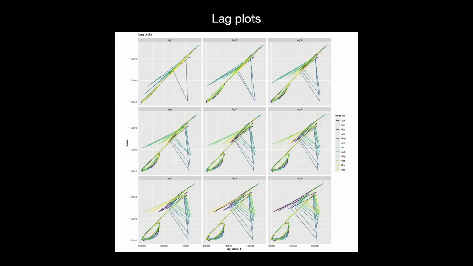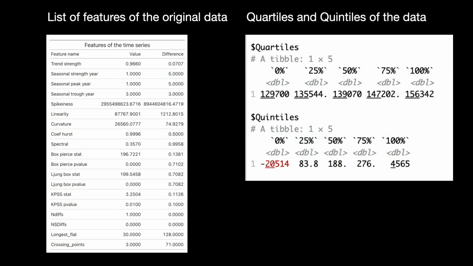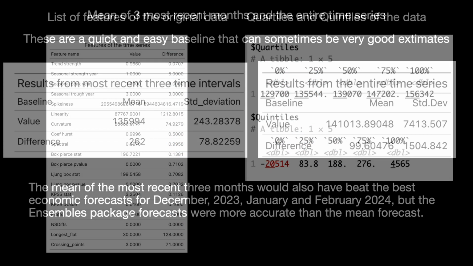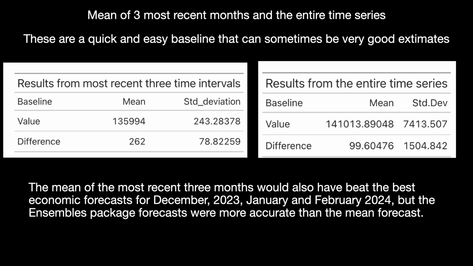It'll also calculate all the lag plots. It produces all the features, all the quartiles, and then it also gives you the results from the 3 most recent time intervals and then the whole year. And by the way, that 3 most recent, that's a really good estimate. If you would have simply bet the 3 most recent, you would have beat the best economic forecast for December, January, and February. The ensembles package is even better than that. So it gives you all of this really fast. All you have to do is just give it one line of code, hit run, you're good.